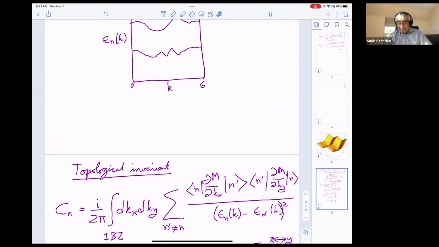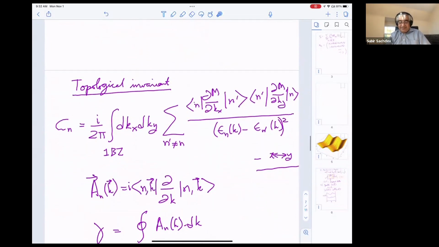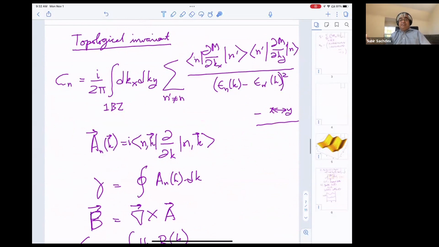We can talk about that later, but I probably won't. But here I'm just interested in the case where the bands don't touch and the Chern number simply cannot change as I vary parameters.